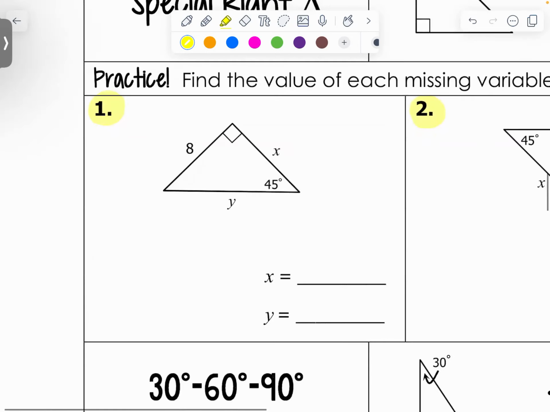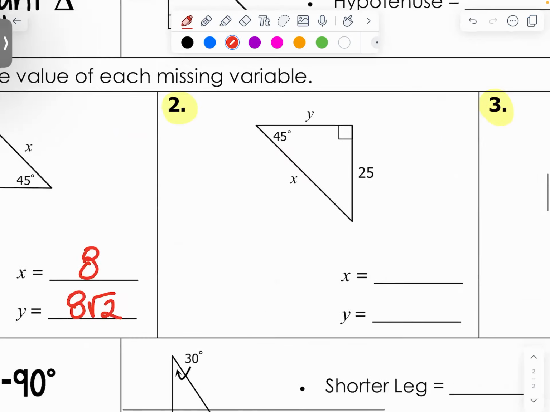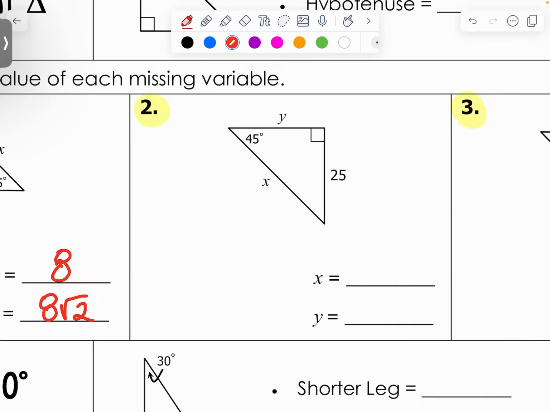Okay, in number 1, Harvey, what do you have for X? 8. Excellent. And then for Y? Beautiful. Our legs are the same and our hypotenuse is radical 2 times as long. Are we okay? Are we all in agreement there? Okay. All right. Alexa, what do you have for number 2, X and Y? Okay. So our legs are the same and our hypotenuse is radical 2 times the legs. Are we in agreement there?